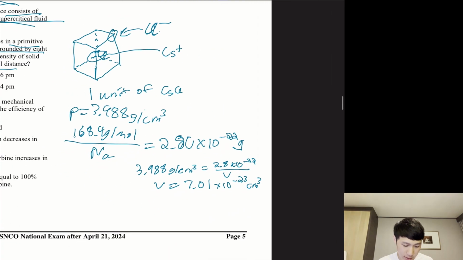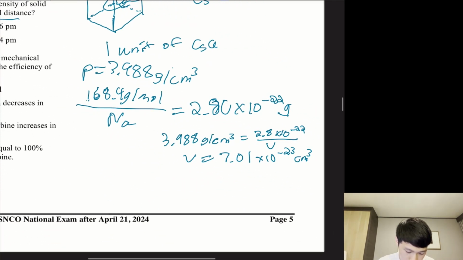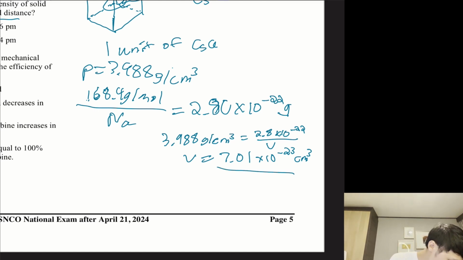And then we can calculate the edge length of the unit cell, because the edge length of a cube is just the cube root of the volume. So we take the cube root of this number. And the edge length is 4.12 times 10 to the minus 8 centimeters.